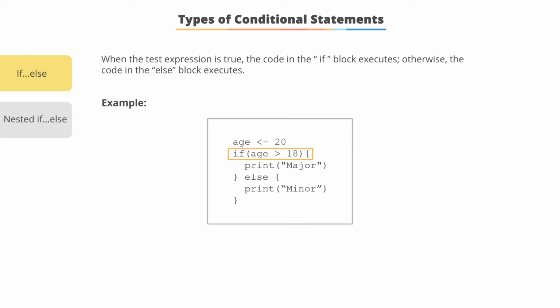So it says if 20 is greater than 18, which is true, remember it's basically looking at that logical operator, print major. And because that was true, that's where the code ends, right? Because 20 is greater than 18, it would print major and be done. Now if we change this age assignment to 13, so 13 greater than 18, that's false, right? Then we would move to the else statement and print minor.